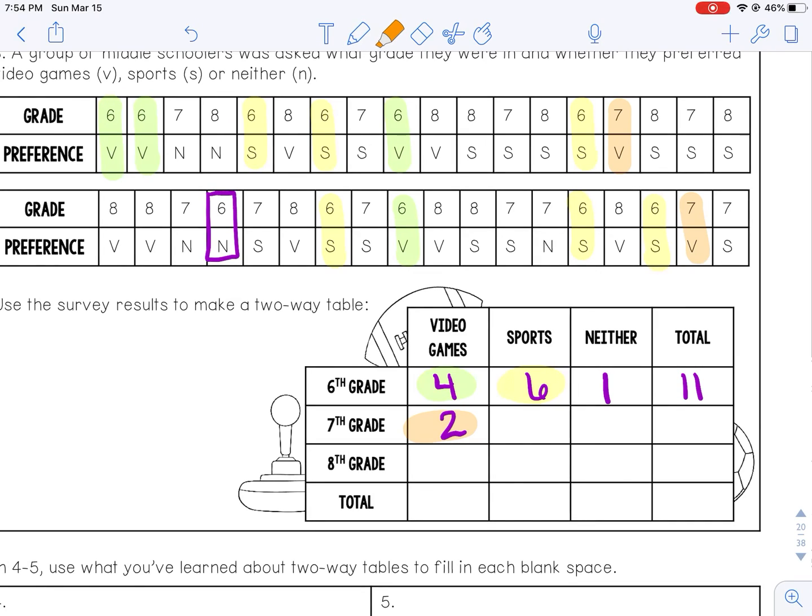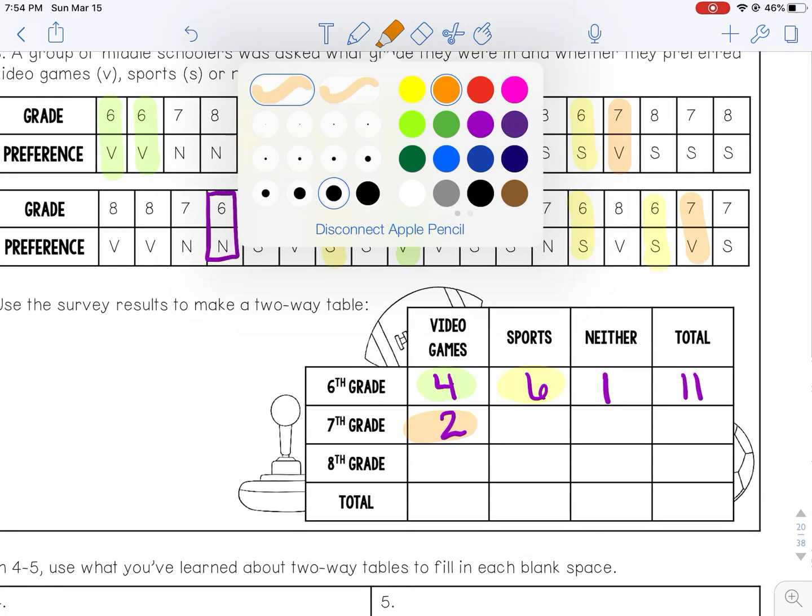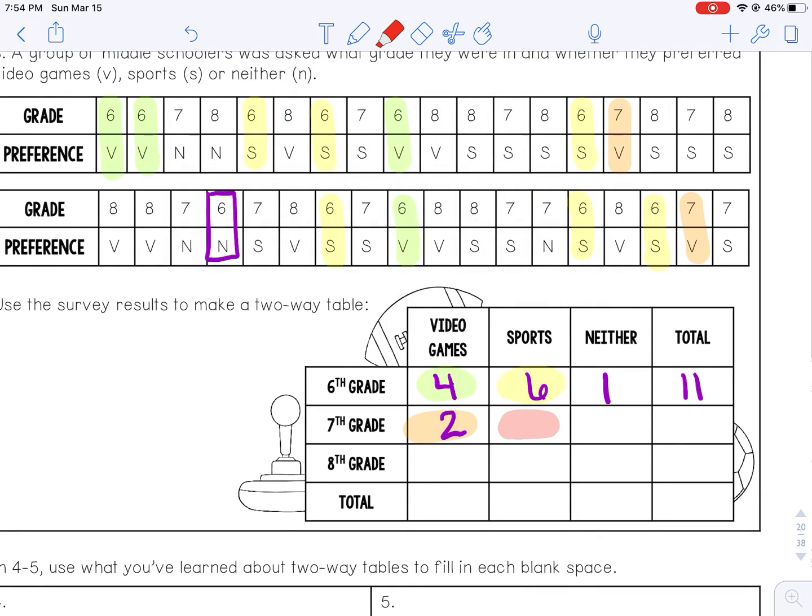Okay, let's see how many 7th graders like sports. 1, 2, 3, 4, 5, 6, 7. Gives me 7. And how many like neither? There's 1, 2, 3. Okay, so that gives me a total of 12.